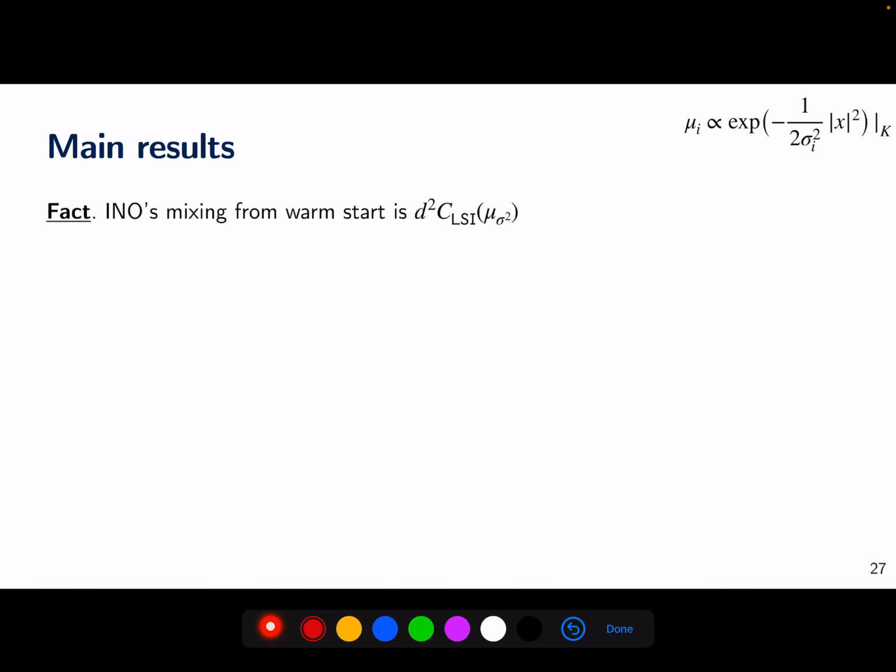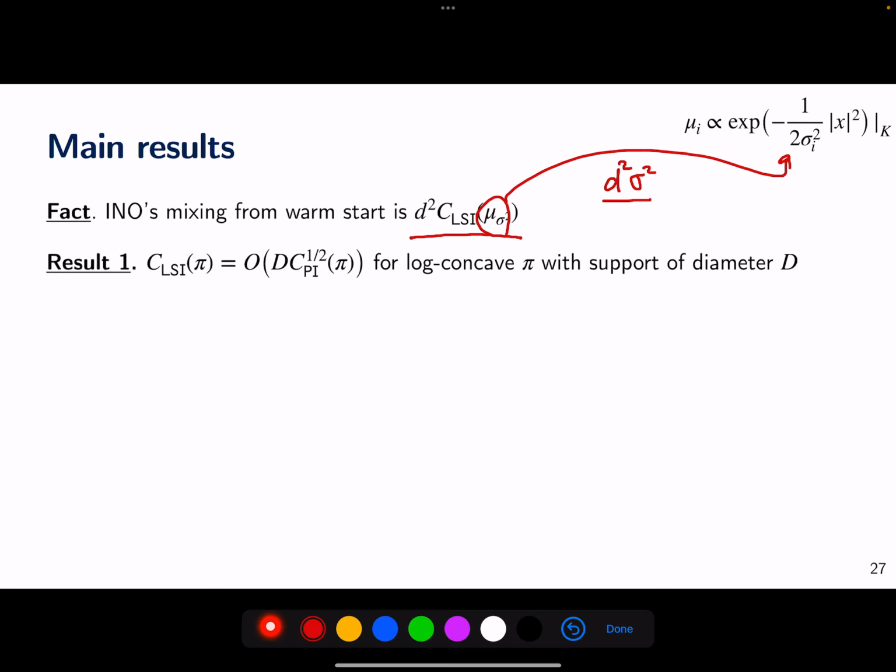So even though I previously told you in and out mixing looks like d squared times lambda squared, this can actually be written in a more general way, like d squared times the LSI constant of mu sigma square, which is the annealing distribution whose variance is sigma square. And the first result we established in this work is that the LSI constant of a log-concave probability measure with finite support of diameter d turns out to have a better bound, which is d times the square root of the Poincaré constant. Maybe it has some log factor, but we just ignore log here.